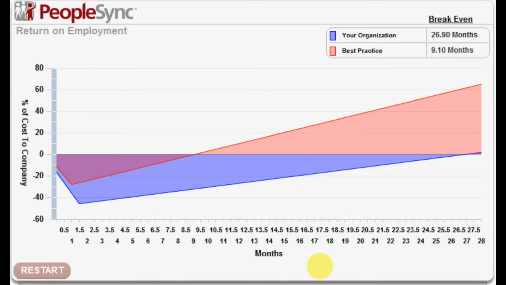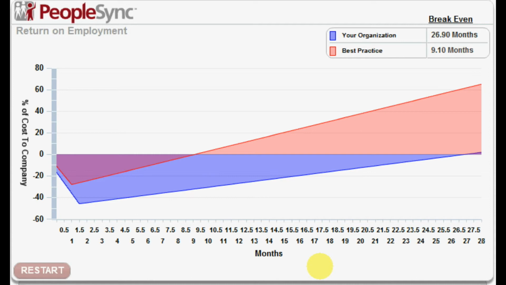After completing all 9 questions, the final result shows the graph of your return on employment. The x-axis shows percent of cost to company. So for example, if someone has a salary of $30,000, then that's their cost to the company, and that's the number we would use. Representing it as a percentage allows us to equalize it across all job types.